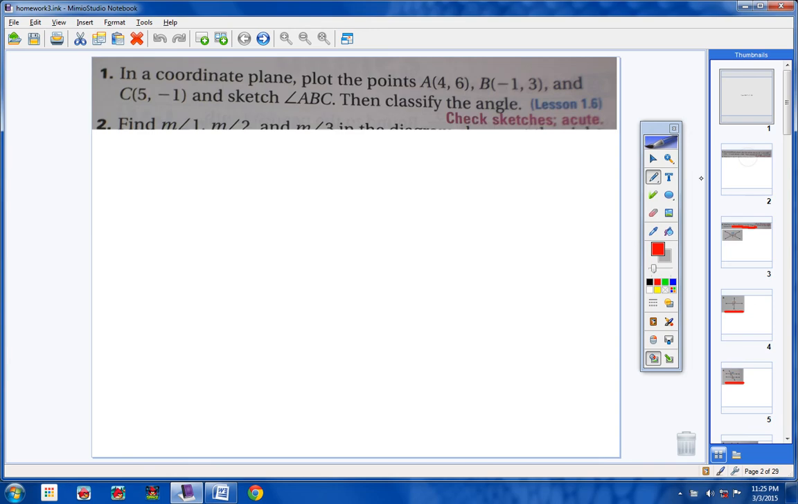Here we go. Okay, question number 1. In a coordinate plane, plot these points. Now, I know that's pretty simple, but we're going to plot those points, then sketch the angle, then classify the angle. Alright, so please take some good notes. Let's go ahead and draw our coordinate plane here.